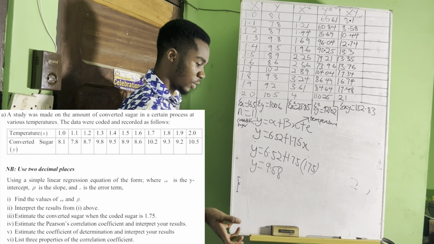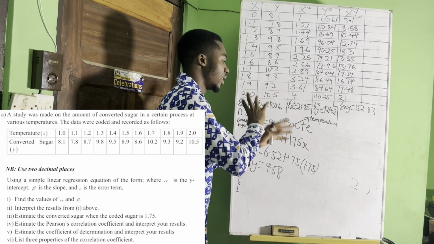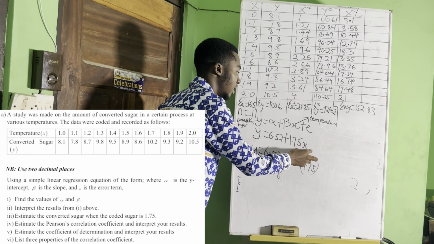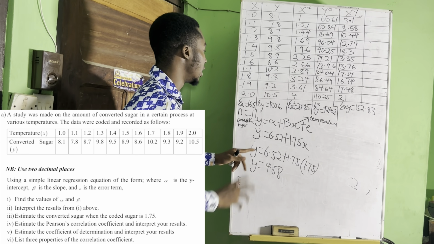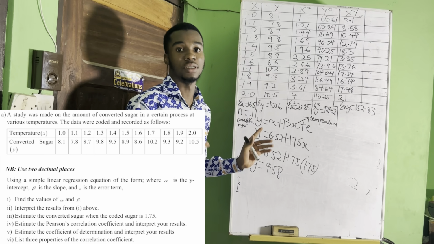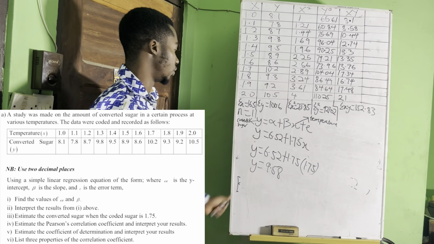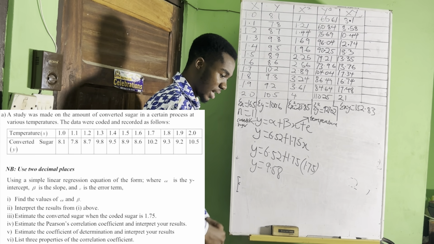So anytime they ask you for the y, which is the converted sugar, just change the x to the particular value they give to you in the question, then you substitute it and solve for it. So when we did that, you are getting 9.58. All right, you are done with the III.